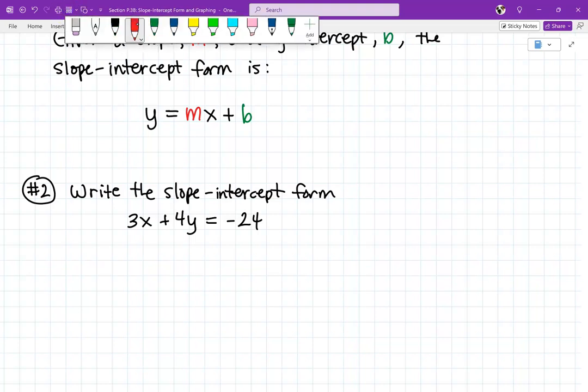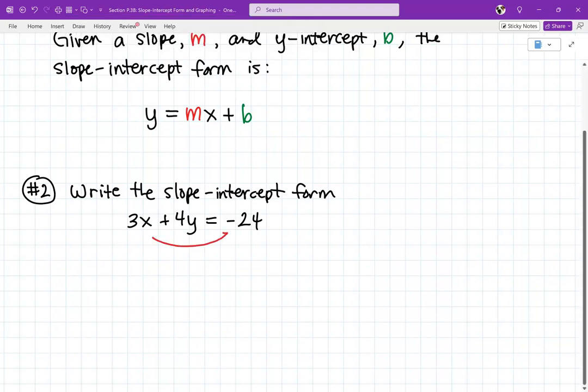Remember, my goal is to get y all by itself. So right now I see that there's a 4y on the left side, and then there's a 3x on the left side. Now I want to leave the y on the left side, but I got to get rid of that 4. But before I do that, let me get rid of the 3x that's just kind of hanging out by itself. So I'm going to move that 3x over to the right side. So I get 4y is equal to negative 3x minus 24.